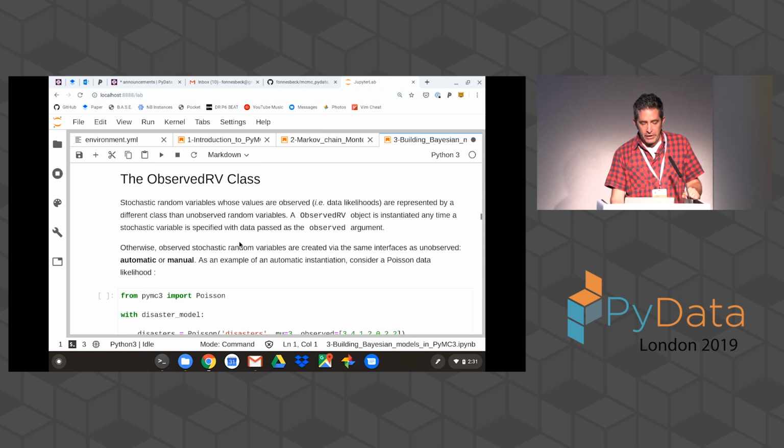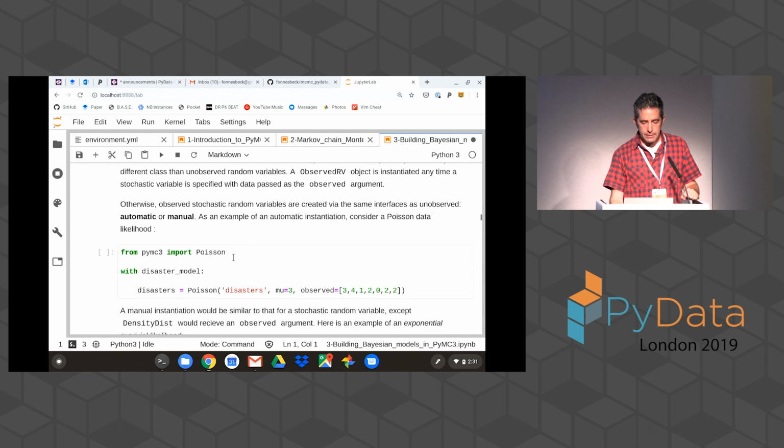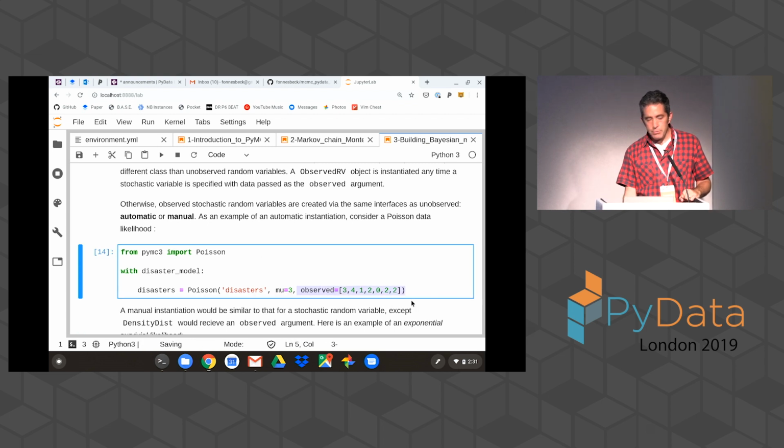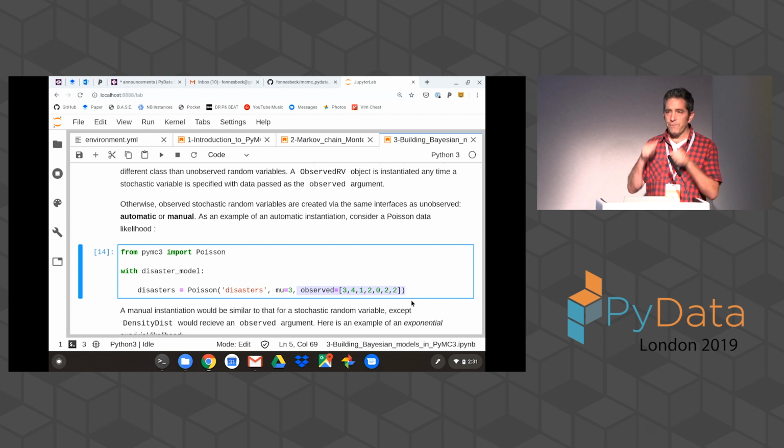The one slight variation on this is, what if you have a random variable that isn't free to vary, i.e. one that you've observed, right? So what's the difference between a normal prior and a normal likelihood? Well, there's no difference, really, except for the fact that you've observed one and you haven't observed the other. So we have what's called an observed RV class. So they're exactly the same. I input a Poisson in this case. The only difference is I use this observed argument to pass the data, and that essentially fixes it at that point. So that is no longer free to vary. So when the MCMC sampler comes along, it skips over you because your value is already known.